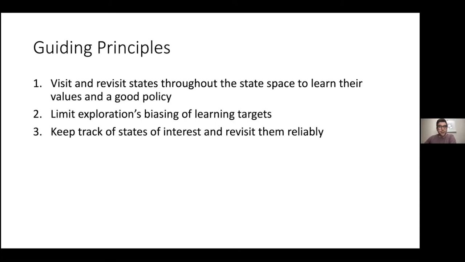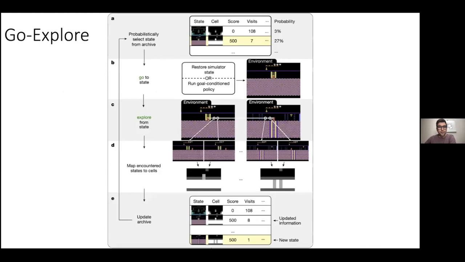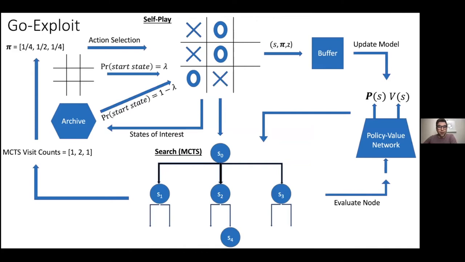To achieve this, we took inspiration from Go Explore. Go Explore is an algorithm that achieved really good results in the single agent setting of Atari. It maintains an archive of previously visited states along with the highest scoring trajectory that was used to get from the start state of the game to the given state. The algorithm then samples states from the archive, loads them into its simulator, and takes exploratory actions to both encounter new states that it could add to the archive and find higher scoring trajectories as well.